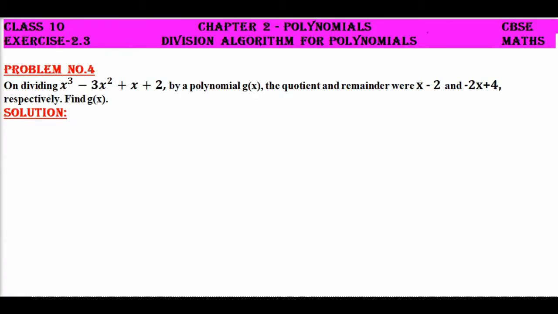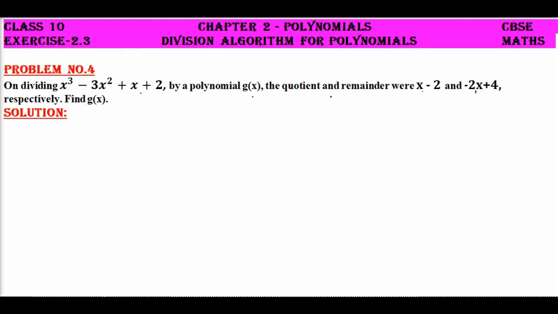Class 10 CBSE Maths Chapter 2 Polynomials Exercise 2.3 Problem number 4. On dividing x cube minus 3x square plus x plus 2 by a polynomial g of x, the quotient and remainder were x minus 2 and minus 2x plus 4 respectively. Find g of x.